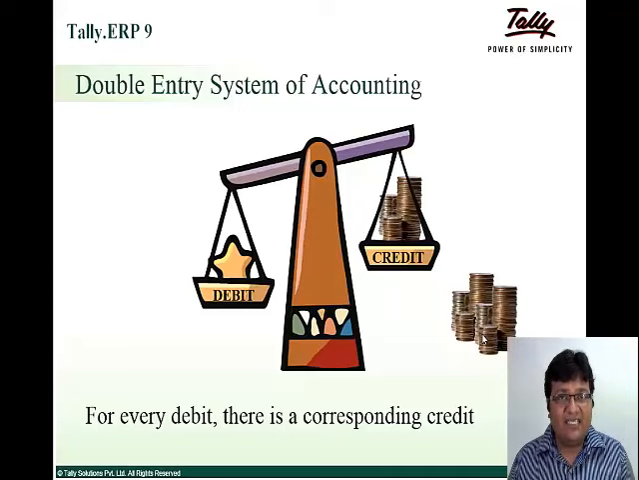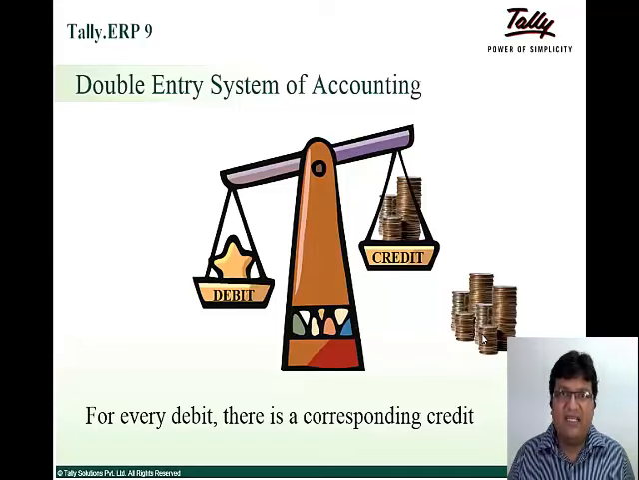So I have received cash, how much? 10,000. But this 10,000 is received against what? It is received against rent of rupees 10,000. Okay. So every debit should have an equal and corresponding credit. That is the double entry system.